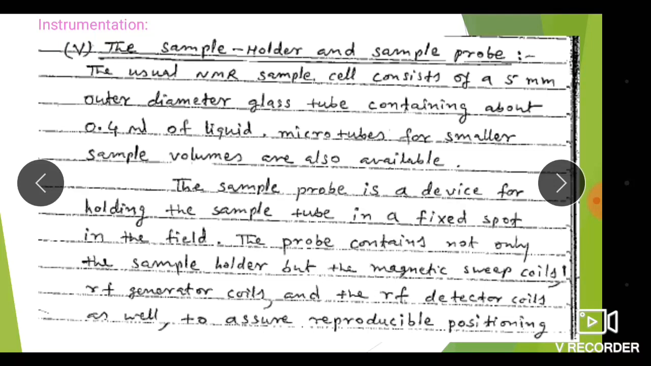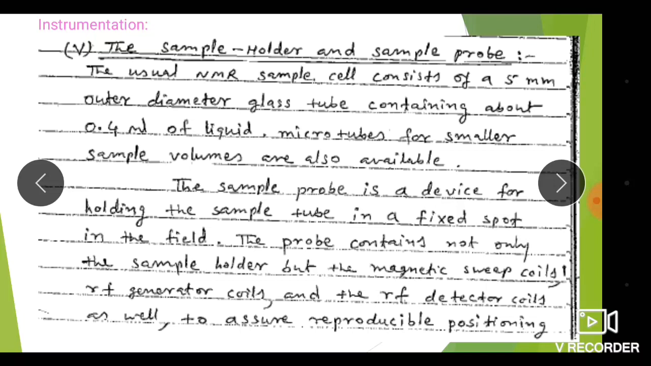The sample holder and sample probe. Most important is what type of sample is used for the NMR recording, and how the sample holder is arranged. The usual NMR sample cell consists of a 5 mm outer diameter glass tube containing about 0.4 ml of liquid. Microtubes for smaller sample volumes are also available. The sample probe is a device for holding the sample tube in a fixed spot in the field.